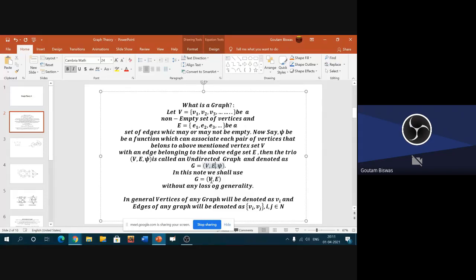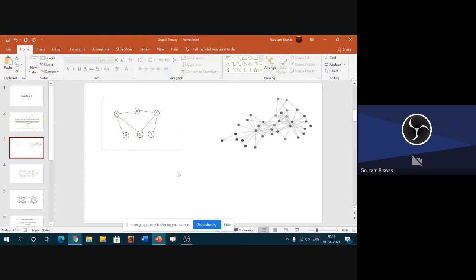So there exists a correspondence between any pair of vertices and the edges. We take it for granted. That's why we suppress that psi without any loss of generality. In general, vertices of any graph will be denoted as Vi, and edges of any graph will be denoted as Ei, or E1, E2, E3. Both of these we shall use. Next, this is the example.